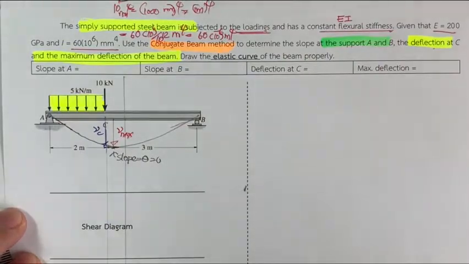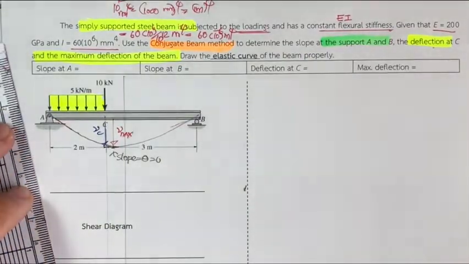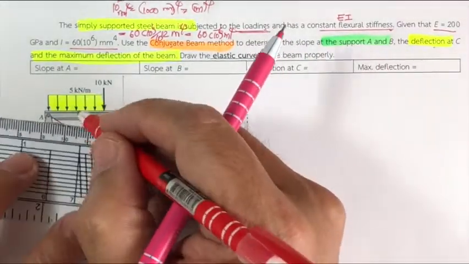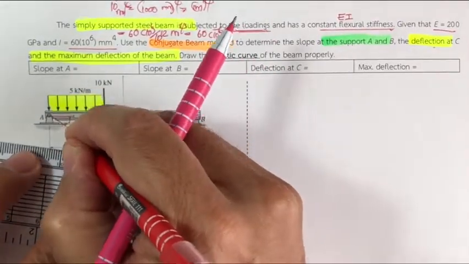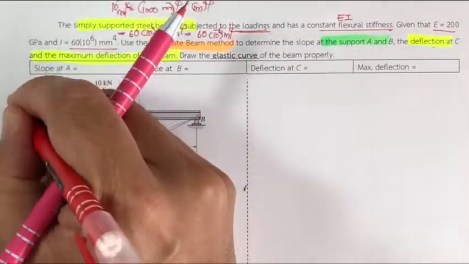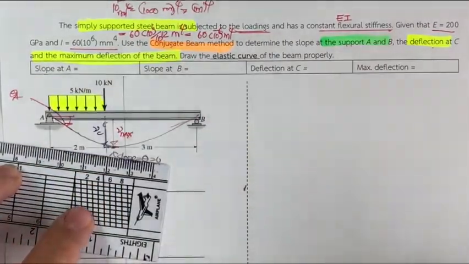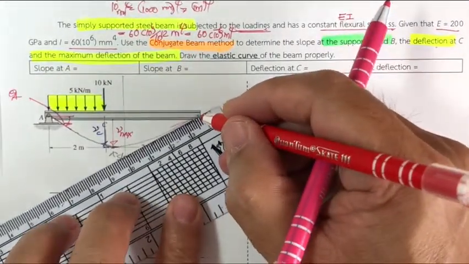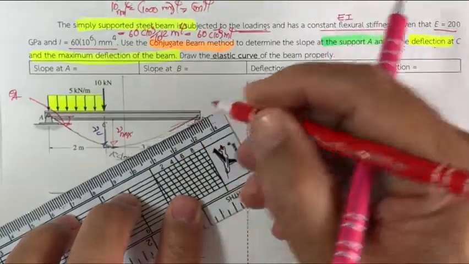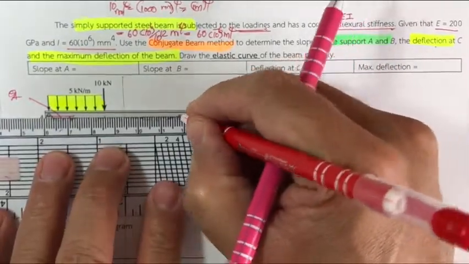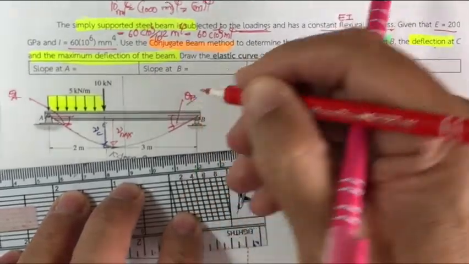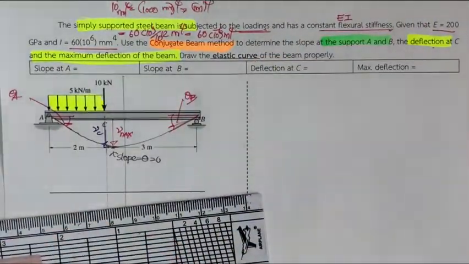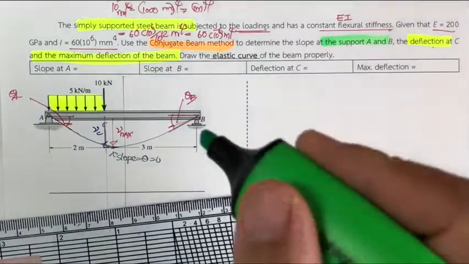They also ask us to determine the slope at A. So this is going to be the slope at A, theta sub A. And you are also going to determine this one, the slope at B. This is the slope at B. That's all the requirements that they asked us to find.